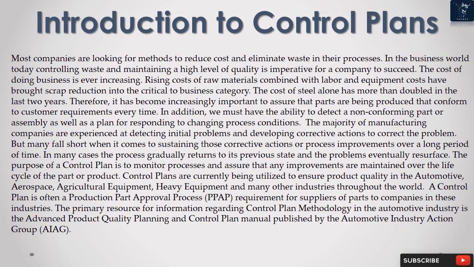Introduction to control plans. Most companies are looking for methods to reduce cost and eliminate waste in their processes. In the business world today, controlling waste and maintaining a high level of quality is imperative for a company to succeed. The cost of doing business is ever increasing. Rising costs of raw materials combined with labor and equipment costs have brought scrap reduction into the critical to business category. The cost of steel alone has more than doubled in the last 2 years.